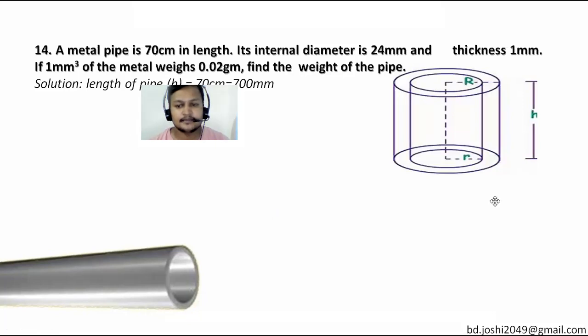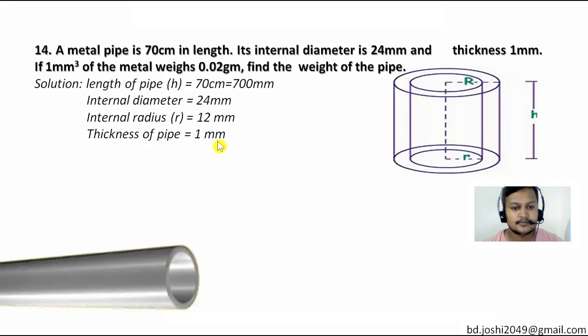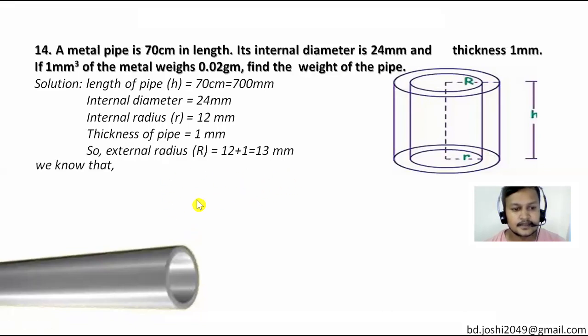And here length of pipe given to us is 70 centimeter. If we multiply it by 10 it will become mm, so it becomes 700 mm. Similarly, internal diameter of pipe is 24 mm. That means internal radius is 12 mm. Thickness of pipe is 1 mm. As I already said, radius plus 1. The internal radius was 12 mm. On it, if 1 mm thickness is added, it becomes external radius 13 mm.